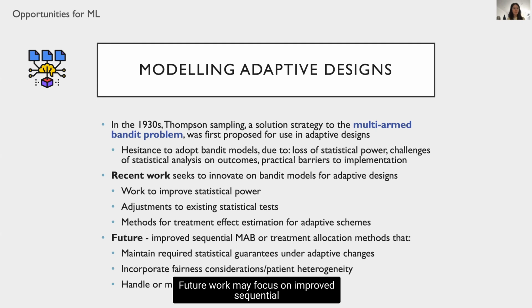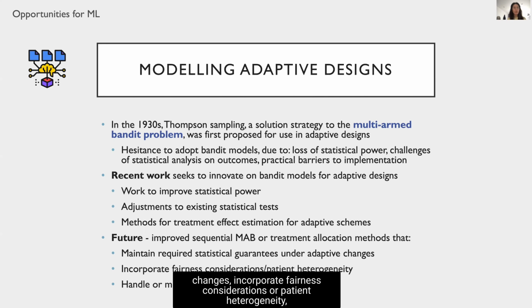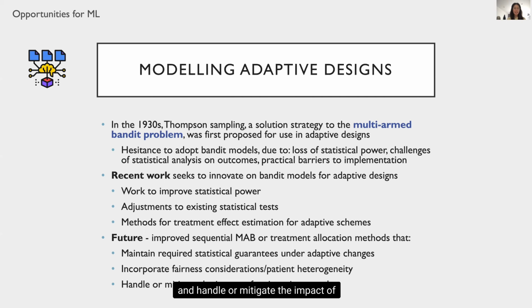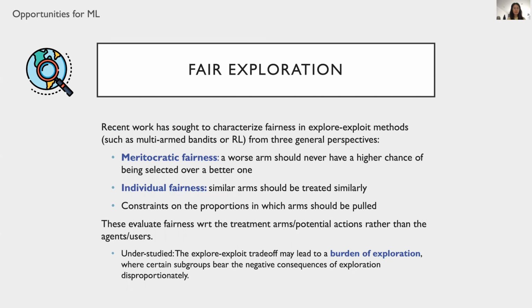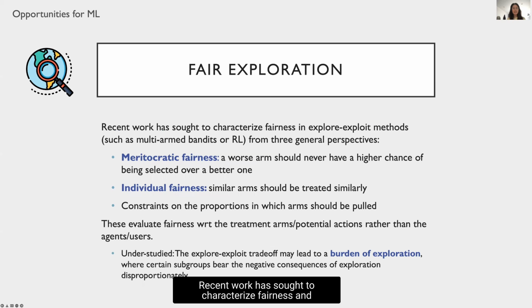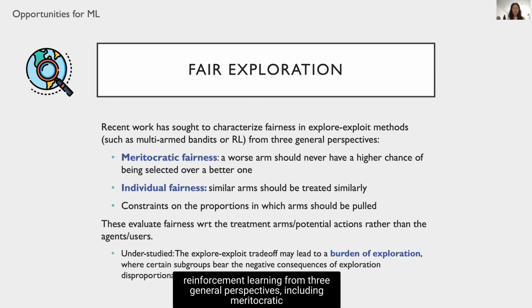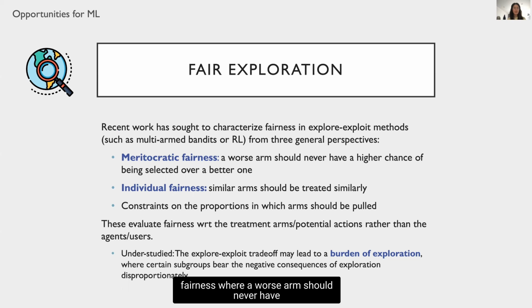Future work may focus on improved sequential multi-arm bandit or treatment allocation methods that maintain required statistical guarantees under adaptive changes, incorporate fairness considerations or patient heterogeneity, and handle or mitigate the impact of patient time trends. Recent work has sought to characterize fairness and explore exploit methods such as multi-arm bandits or reinforcement learning from three general perspectives, including meritocratic fairness, where a worse arm should never have a higher chance of being selected over a better one, individual fairness, where similar arms should be treated similarly, and also constraints on the proportions in which arms should be pulled.